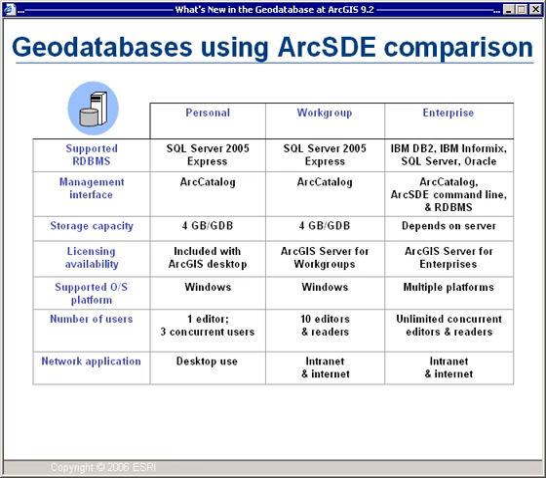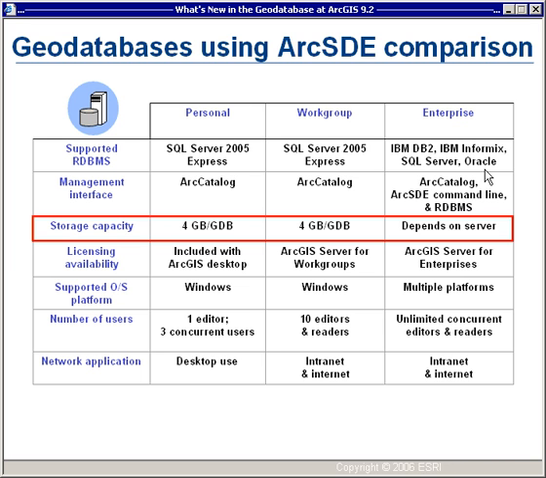If you have decided to implement an ArcSDE geodatabase, next you must decide which type. First, examine the supported RDBMSs for each type. Personal and Workgroup only support SQL Server 2005 Express. For this reason, Personal and Workgroup are supported on Windows. Enterprise geodatabases support 4 different databases: IBM DB2, IBM Informix, Microsoft SQL Server, and Oracle, and will support multiple platforms.